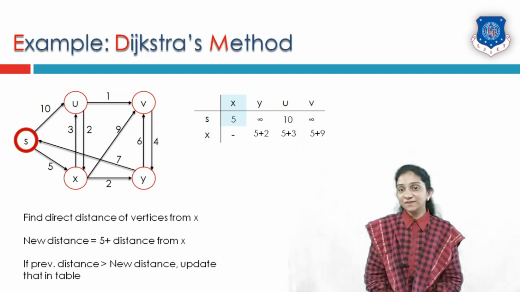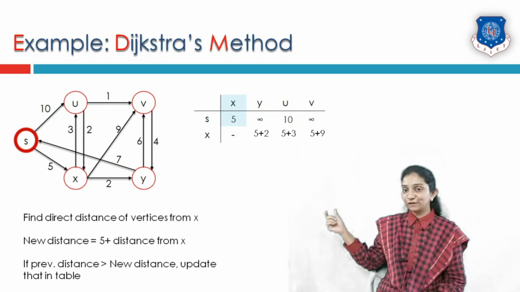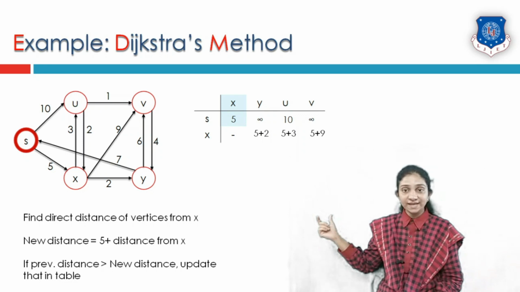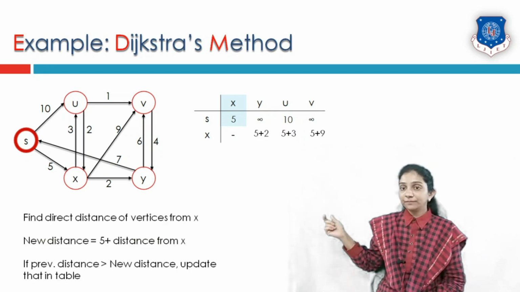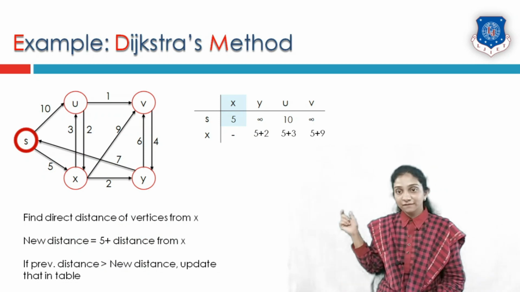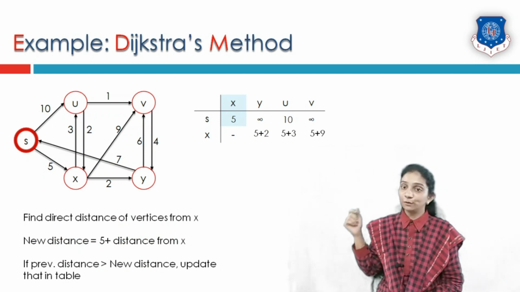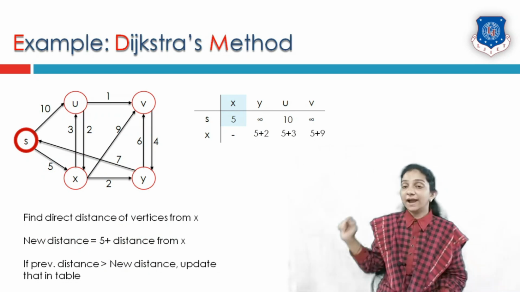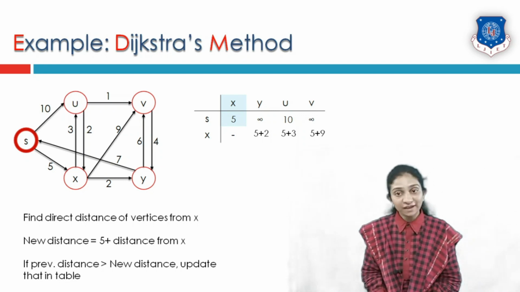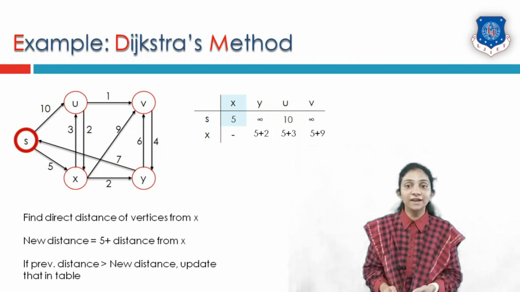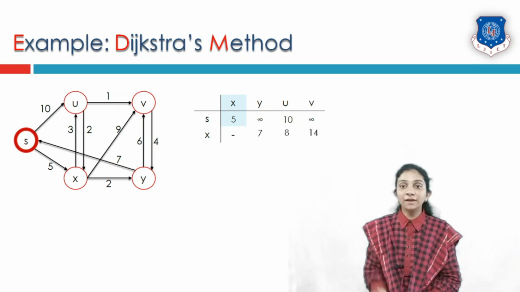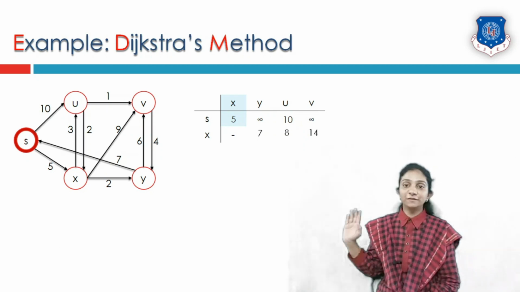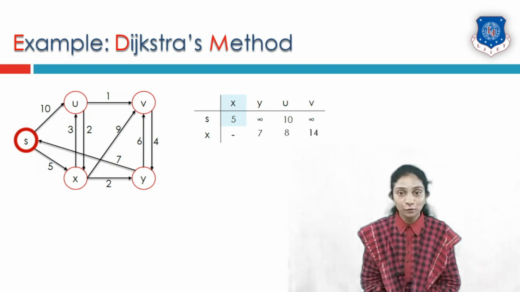Here, as you can see, the new entry 5 plus 2 is lesser than infinity. So here 7 will be there. The second entry is 5 plus 3, which is also lesser than 10. So here 8 will be kept. And the third entry, which is 5 plus 9, is lesser than infinity. So here 14 will be there. So we have made our final entries, that is 7, 8 and 14.